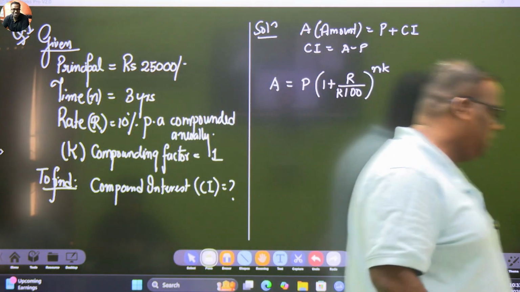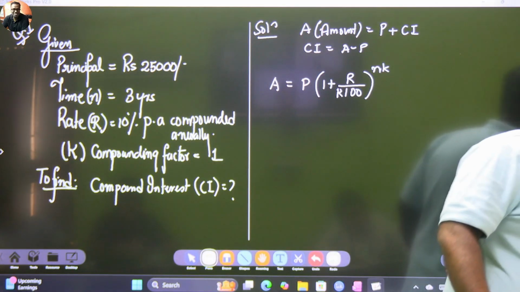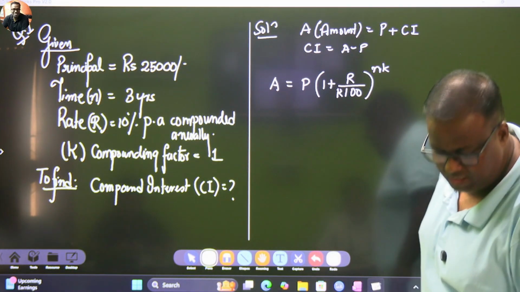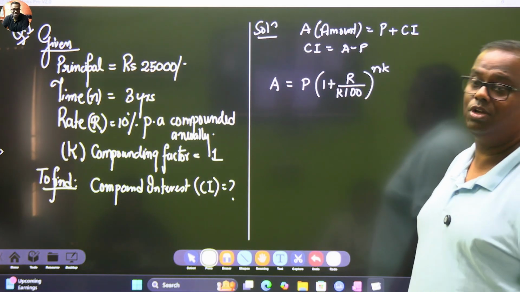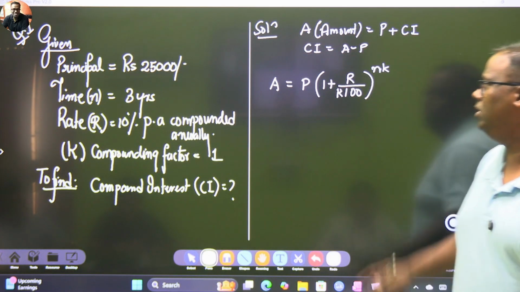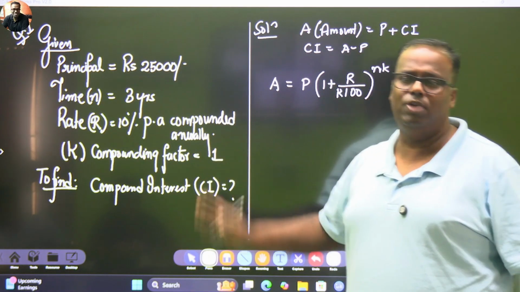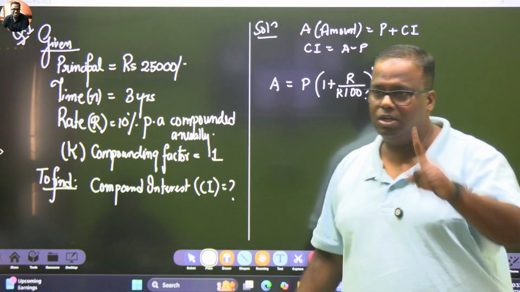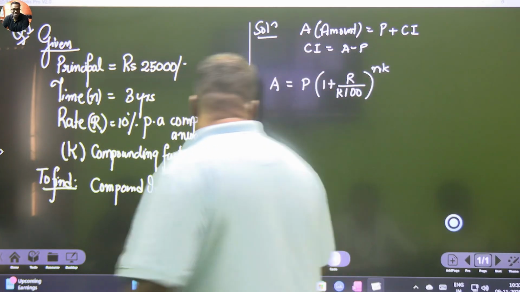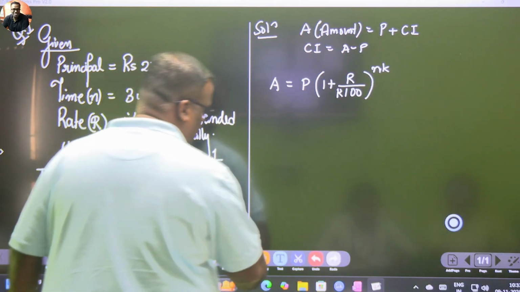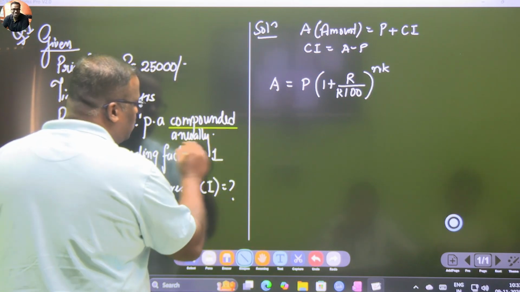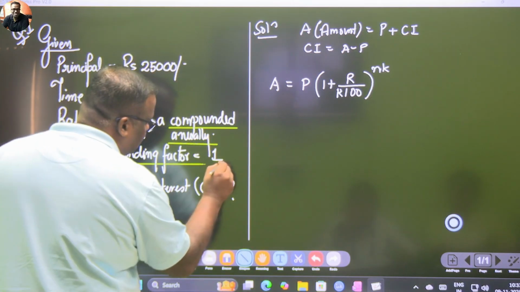Children, you might think that in the book they are not writing K. I will say keep the habit of writing K, because a little bit later we'll get into problems called compounded half yearly, compounded quarterly. K becomes very useful. And you write what is K. K is compounding factor. And why is compounding factor 1? Because it is compounded annually. Samajh mein aaya na, beta? Why is the compounding factor 1? This is very important. Maths is interesting. Compounded annually. That's why the compounding factor is 1.